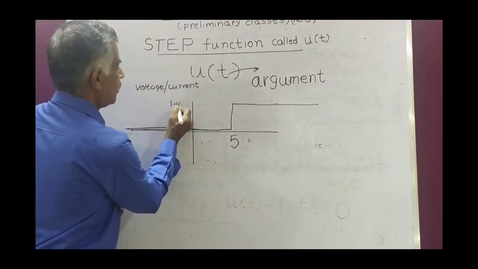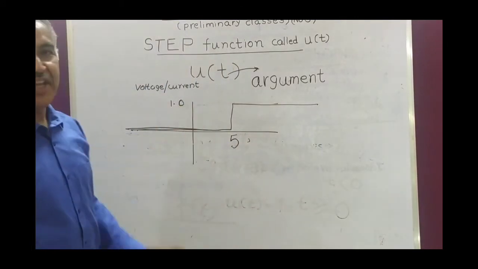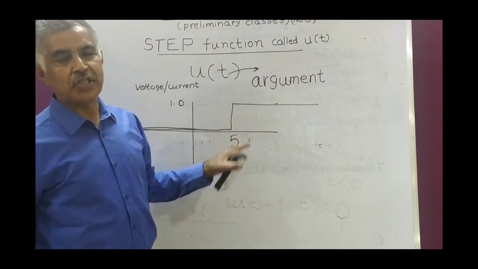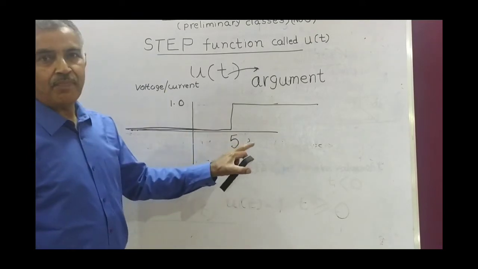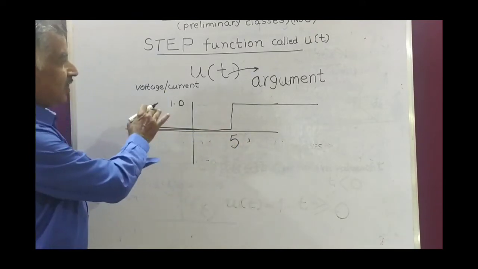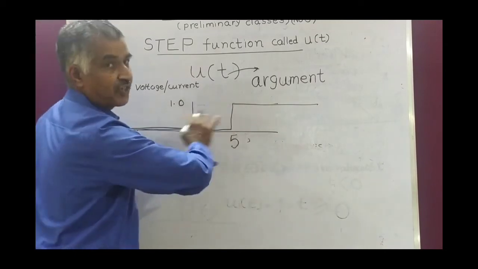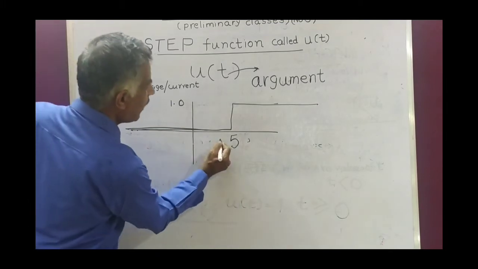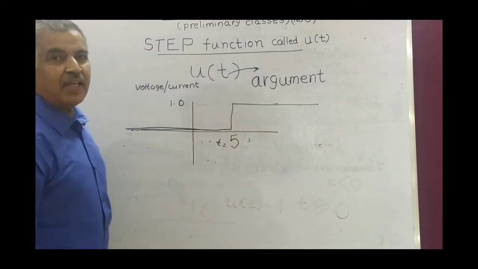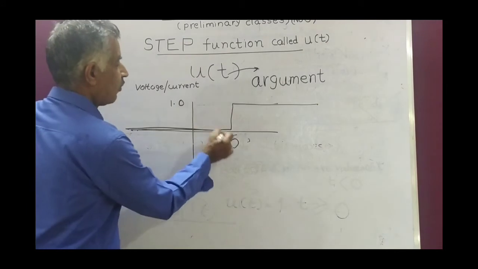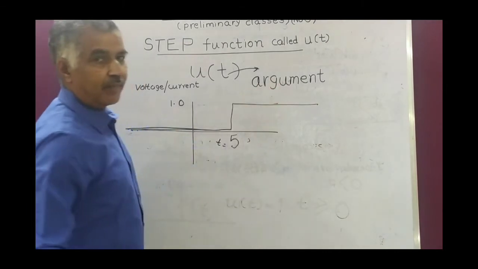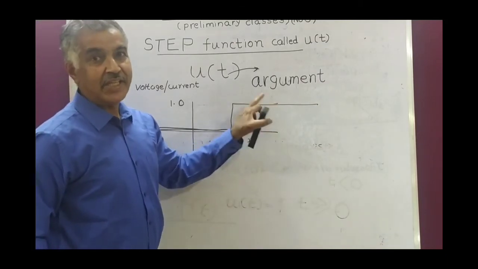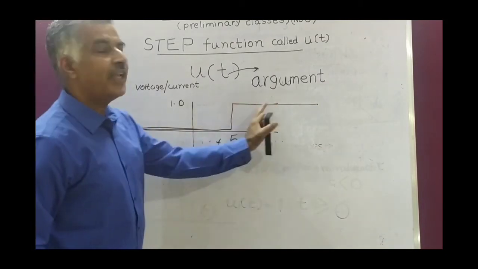So compared to the previous diagram, what is the change? In the previous case, stepping had occurred at t equal to 0, whereas in this diagram the step function has been pushed in this direction. That means it is like postponement. So at t equal to 5, the stepping is occurring. This is what is called a delayed step function.